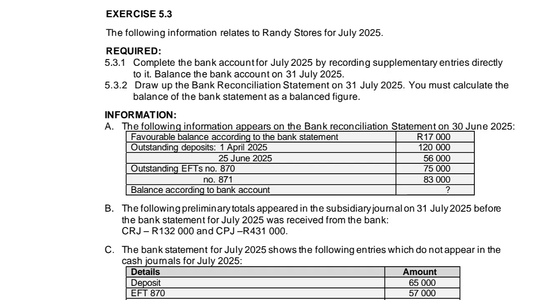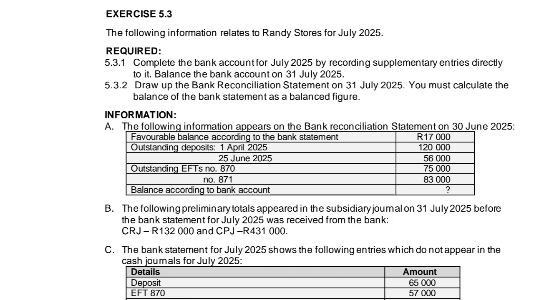Exercise 5.3. The following information relates to Randy Stores for July 2025. Required. 5.3.1. Complete the bank account for July 2025 by recording supplementary entries directly to it. Balance the bank account on 31 July 2025. 5.3.2. Draw up the bank reconciliation statement on 31 July 2025. You must calculate the balance on the bank statement as a balanced figure.